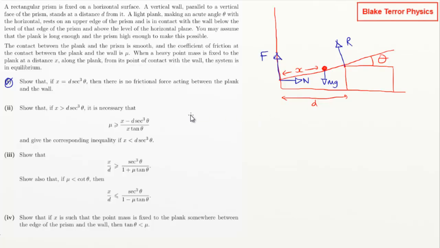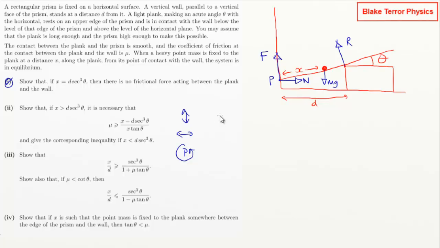So what am I going to do? I'm going to do the usual. Resolve vertically, resolve horizontally, and then I'm going to take moments, and the obvious point to take moments about is going to be the point P where the plank is touching the wall, because that's going to get rid of two of the forces, and we don't have to worry about whether the fixed mass is to the left or the right of the contact with the block, because of course that would change from an anti-clockwise to a clockwise moment, so we don't have to worry about any of that.